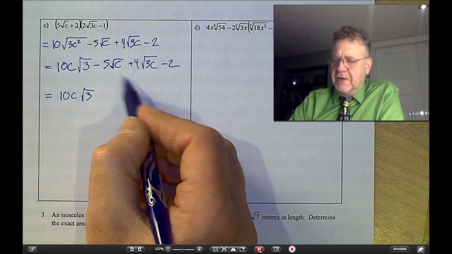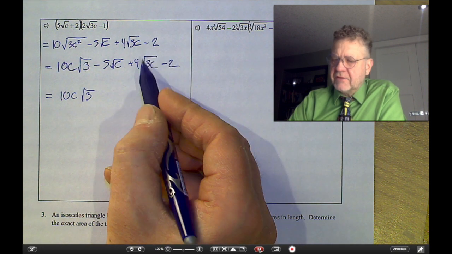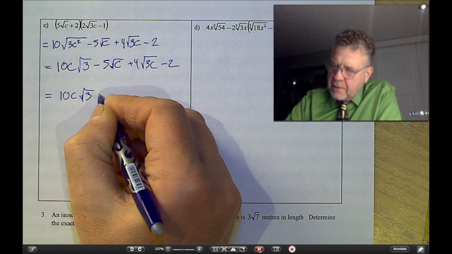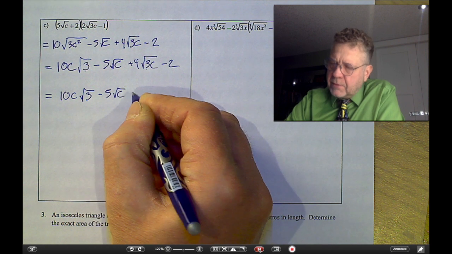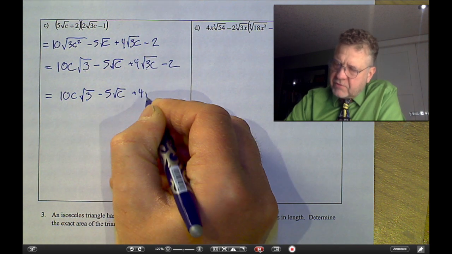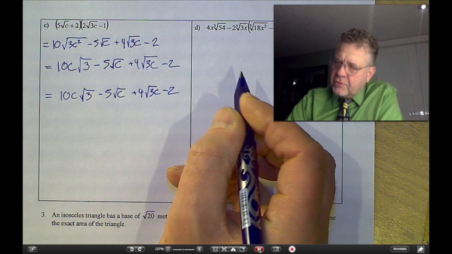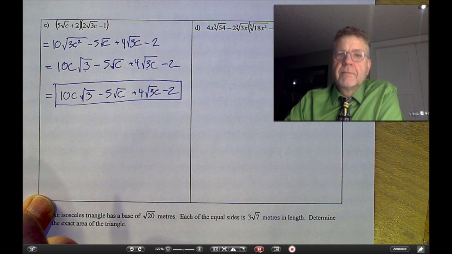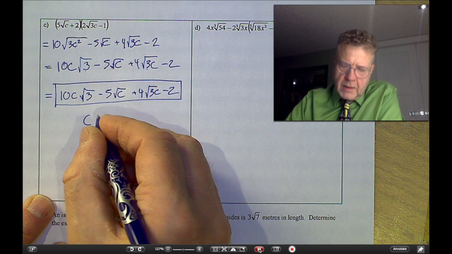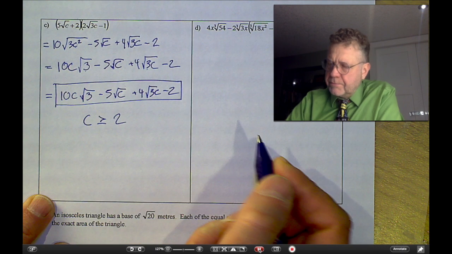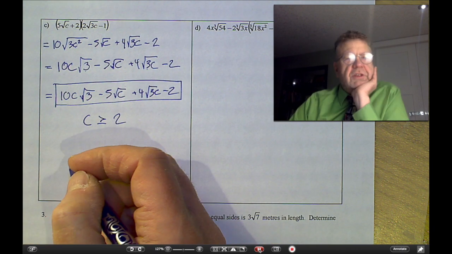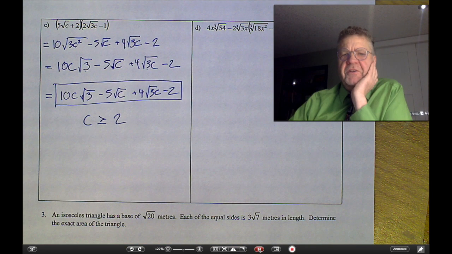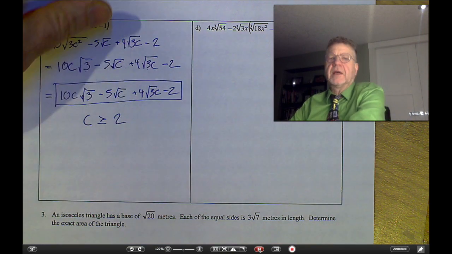That's funny, it's square root of 3, square root of C, and just to mess with your minds, square root of 3C. Wouldn't it be nice if you could combine them all? We can't. That's all you can do: minus 5 root C plus 4 times square root of 3C minus 2. Nothing else to do except state your restriction. C must be greater than or equal to 2. And I made a little note in my class notes: beware of trying to look for simplifications that simply don't exist, because sometimes they do not.